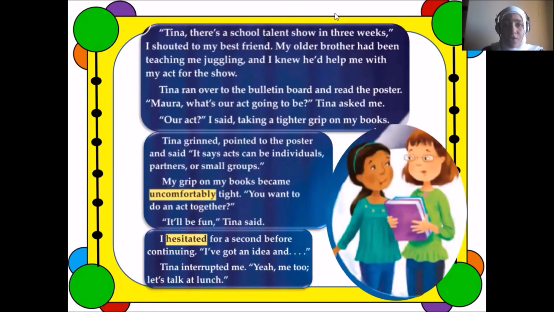Tina, there is a school talent show in 3 weeks, I shouted to my best friend. My older brother had been teaching me juggling, and I knew he'd help me with my act for the show.